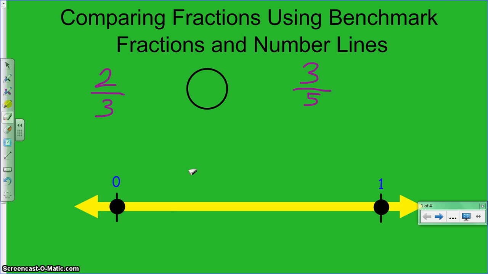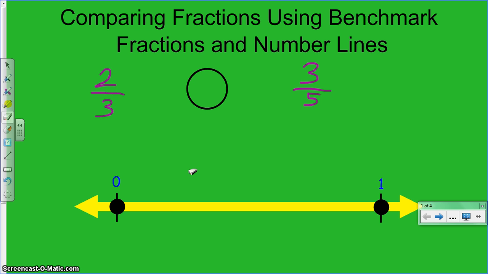So now, in this lesson though, we're going to look at what we do when both the numerator and the denominator are different. What are some strategies we can use? Really, you want to take a look at using benchmark fractions and also number lines to help you, as well as drawing pictures like I told you in previous lessons. But today we're just going to focus on benchmark fractions and number lines and how they both work together to help us compare fractions that do not look at all the same, like the ones we have here.